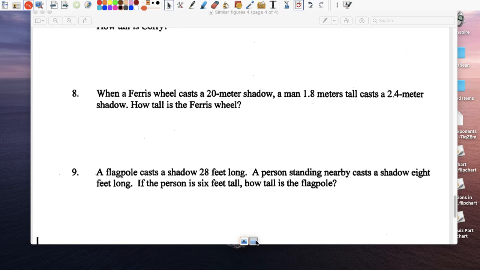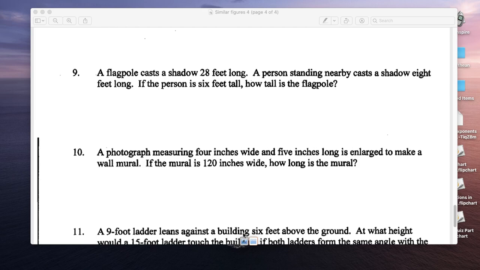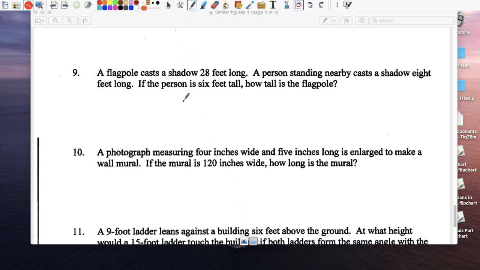9. A flagpole has a shadow. As long as you draw it, it becomes very easy. Here's a flagpole. It has a shadow of 28 feet. Very long shadow. A person standing by has a shadow of 8 feet. The person is 6 feet tall. How tall is the flagpole?